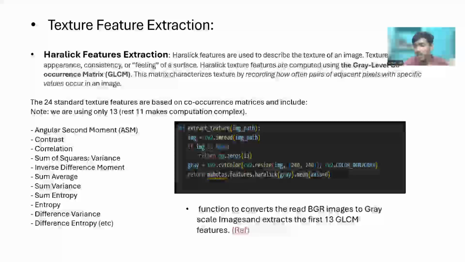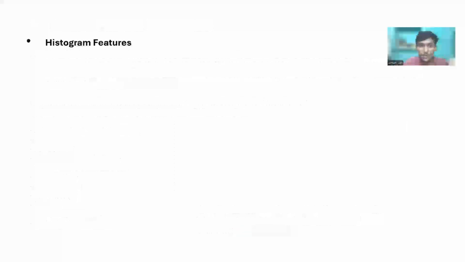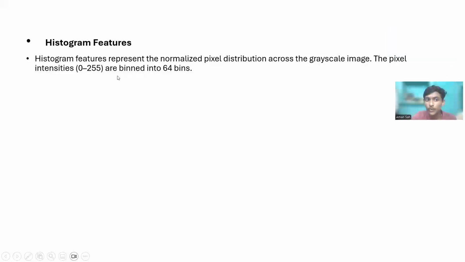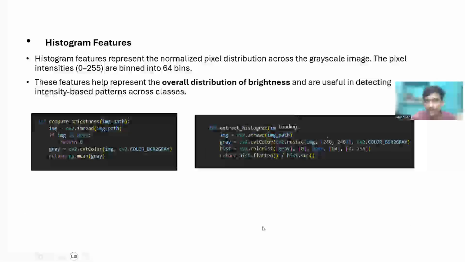But the Haralick features alone will not play a significant role because they have only 13 columns. I wanted my machine learning model to have more features. For that, I created histograms, which I've also discussed before. Histogram features represent the normalized pixel distribution across the grayscale image. The pixel intensities, 0 to 255, are binned into 64 bins.